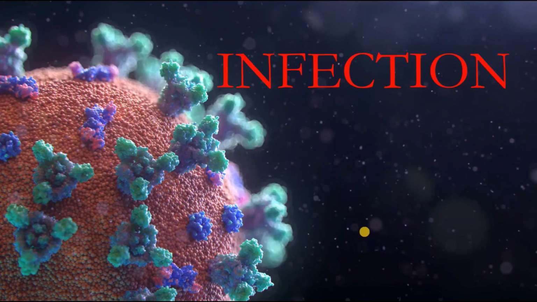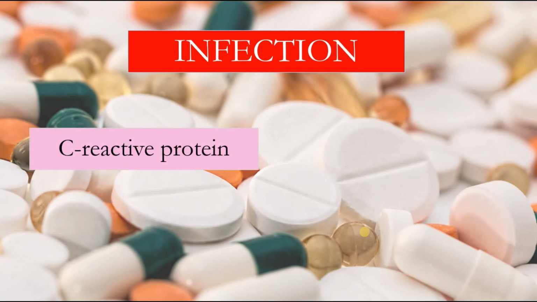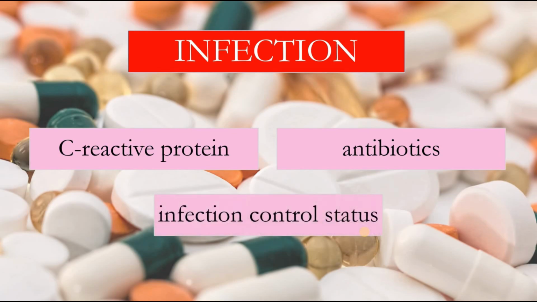And then we have I, infection. And lastly, we have infection. For infection, we tackle the following. So we take note of the C-reactive protein or the CRP, which is an inflammatory or infection marker. The higher the CRP level, the likely the patient has an infection. We also cover antibiotics. What antibiotics has the patient got? And the patient's infection control status as well.